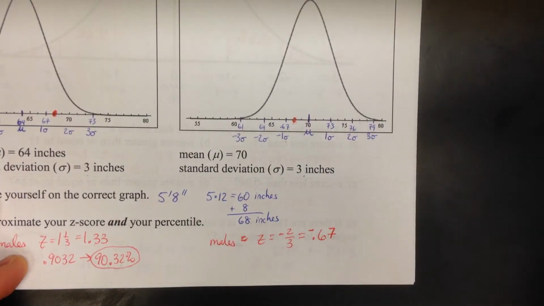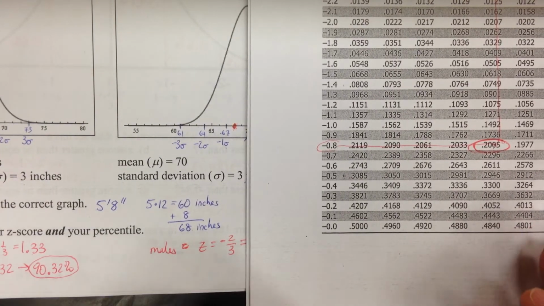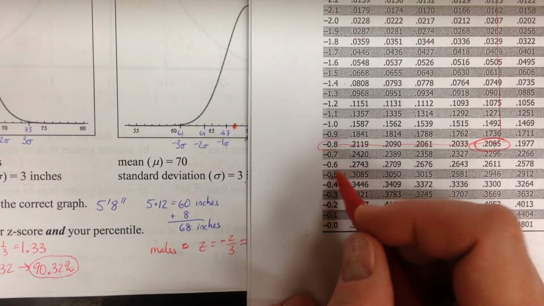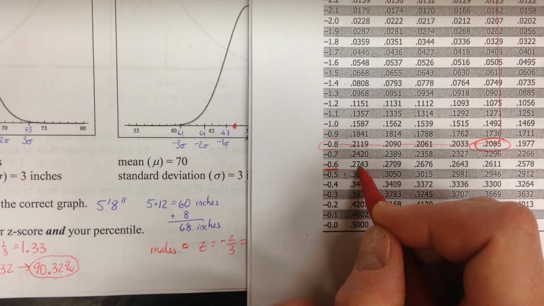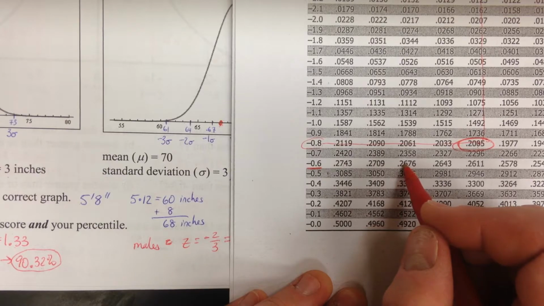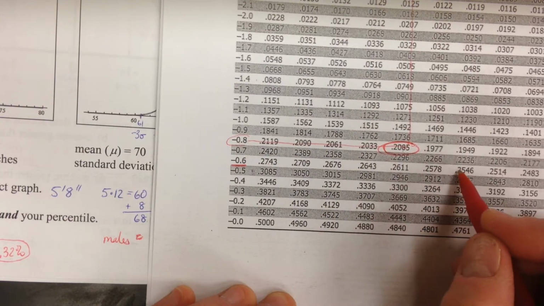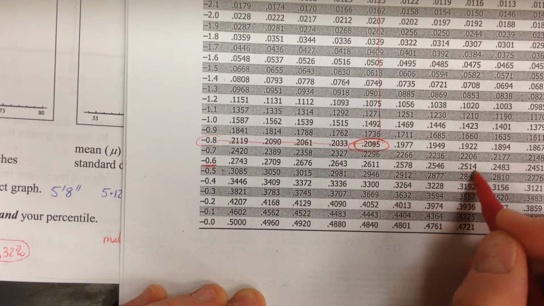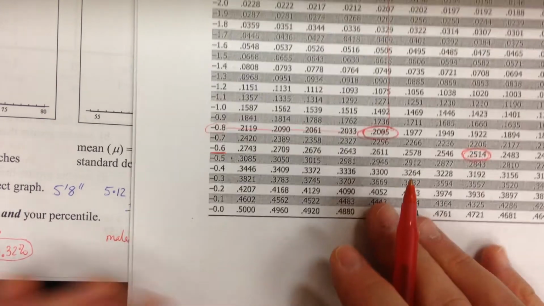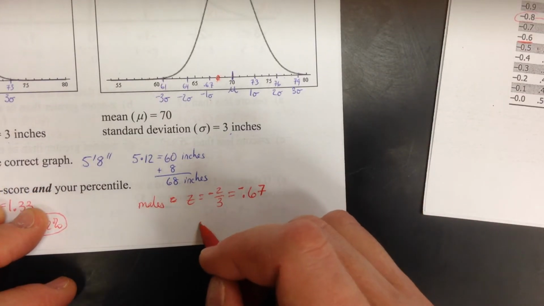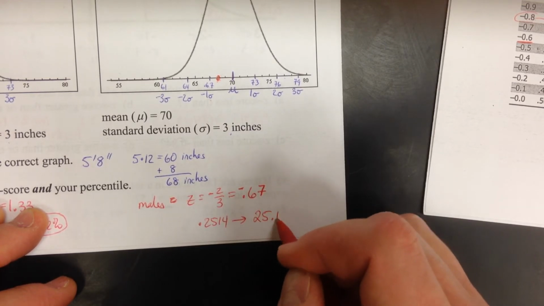So to find the percentile, we're going to go to the sheet. We want negative 0.67. Now here's negative 0.6, negative 0.60, 1, 2, 3, 4, 5, 6, here it is, 7 spaces. That's negative 0.67, so it's 0.2514, which would put us in the 25th percentile.